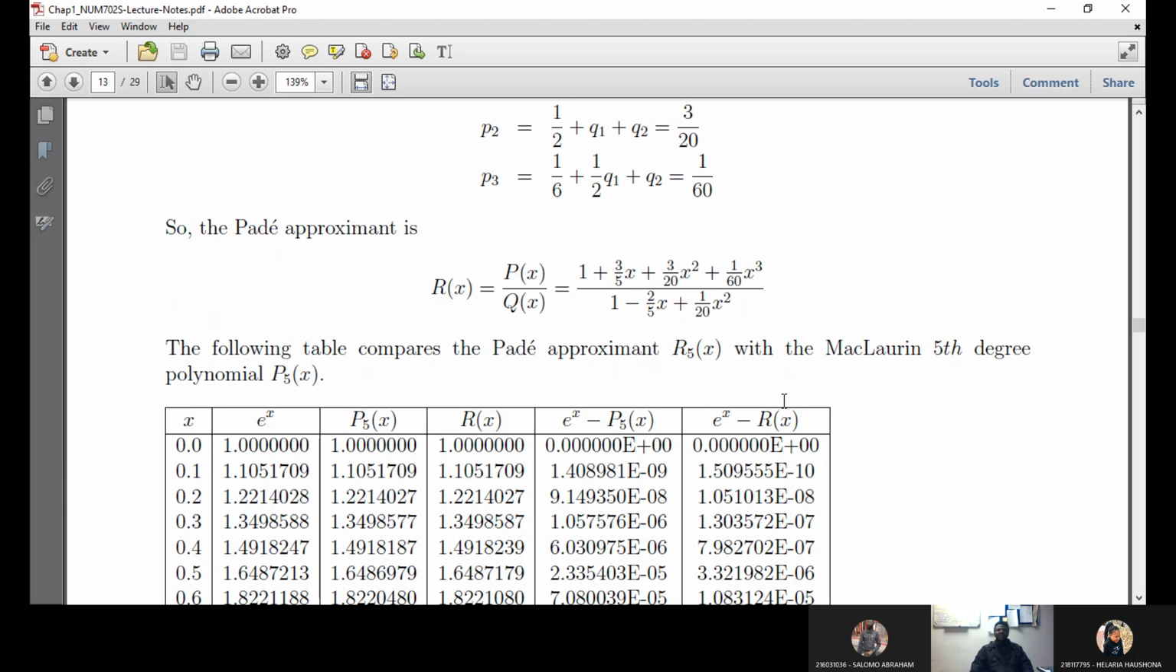Now I will motivate continued fractions. I will motivate why we need continued fractions at this stage.